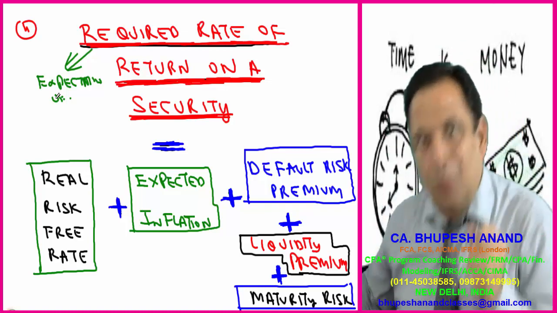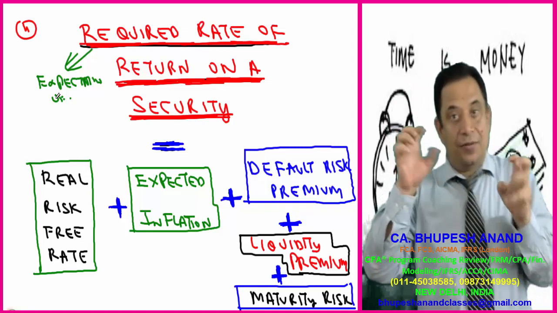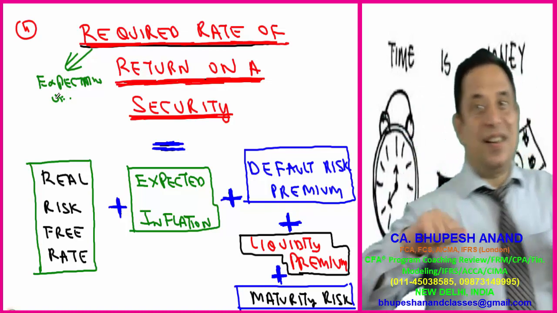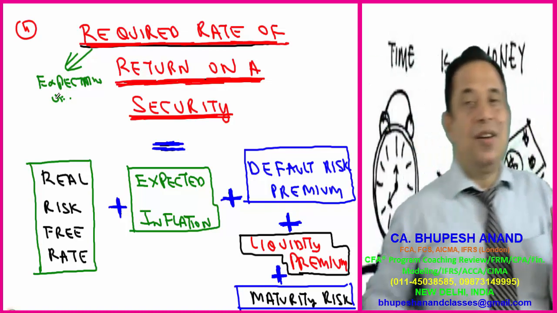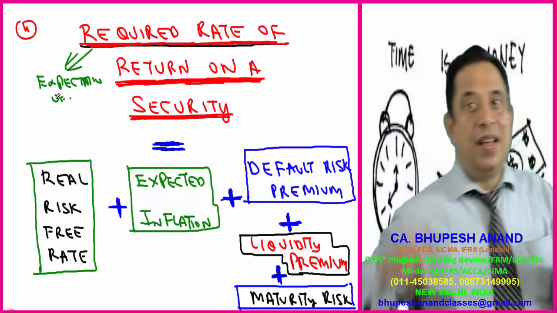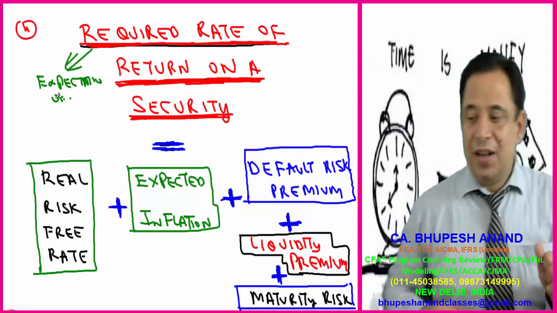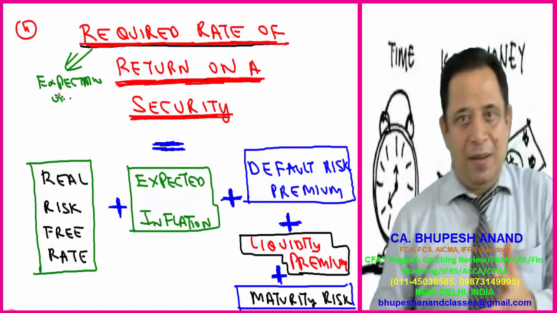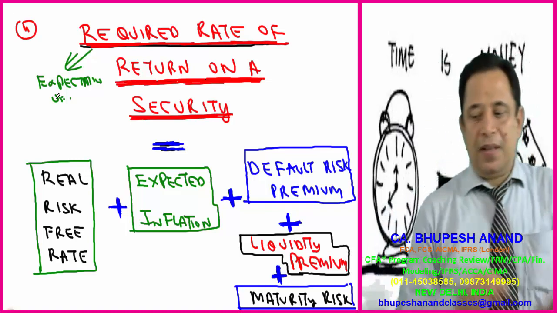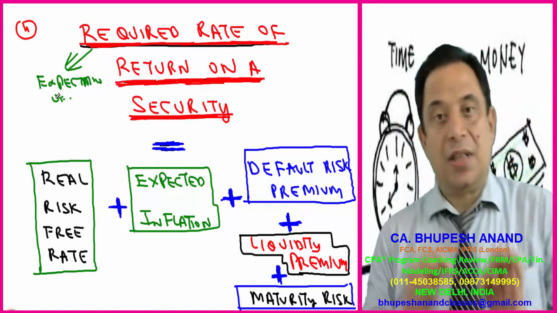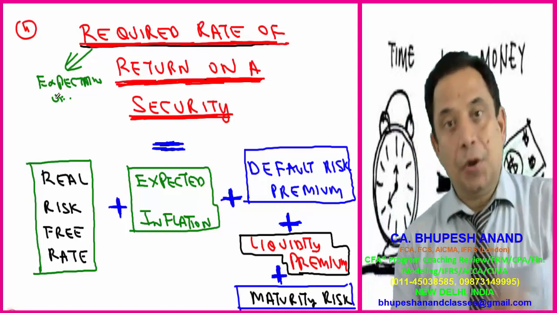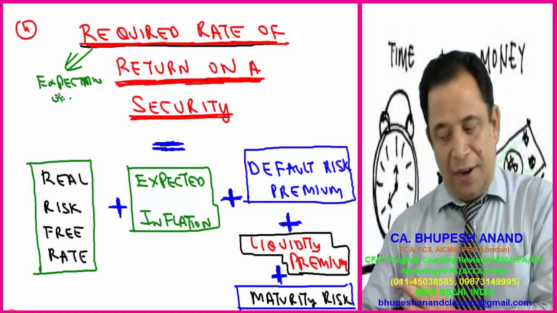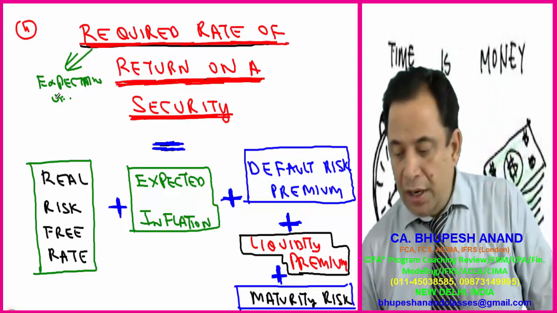So please write down the formula. It is the sum total of 5 items. One is the real risk-free rate. Second is expected inflation. Third is default risk. Fourth is maturity risk. Fifth is liquidity risk. For that risk, he will be charging some premium, so I have added premium. So: real risk-free rate plus expected inflation plus default risk premium plus liquidity premium plus maturity risk premium. I don't have the space, that's why I have not written the word premium. Please write down maturity risk premium.